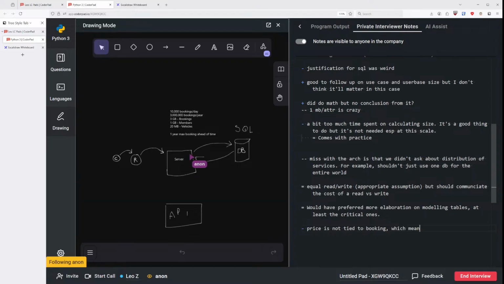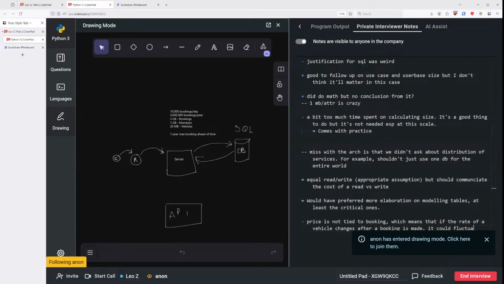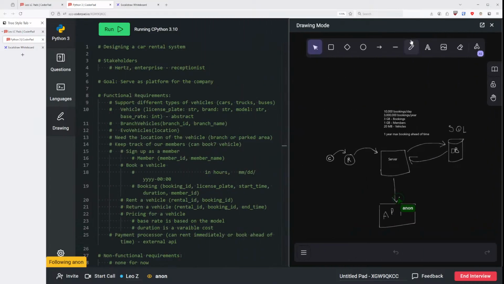When we create the booking, we're gonna check if that vehicle is available. If that vehicle is available, then we calculate the base rate from that on the duration, depending on whatever. Then we make a call towards the API to process the transaction.